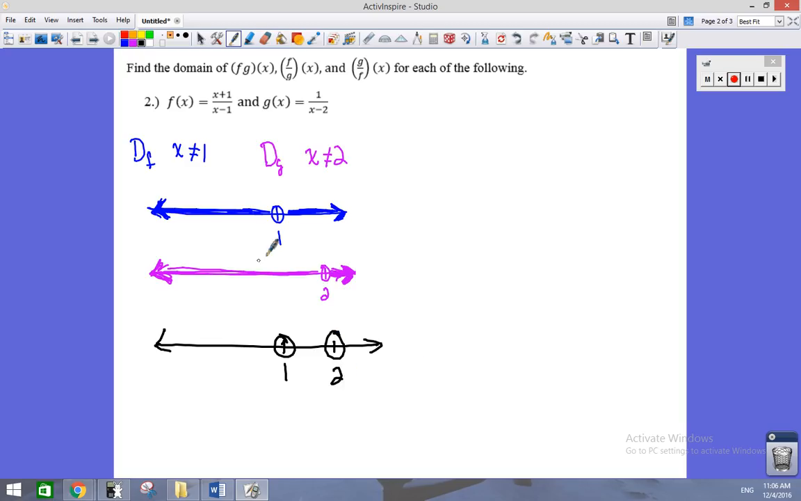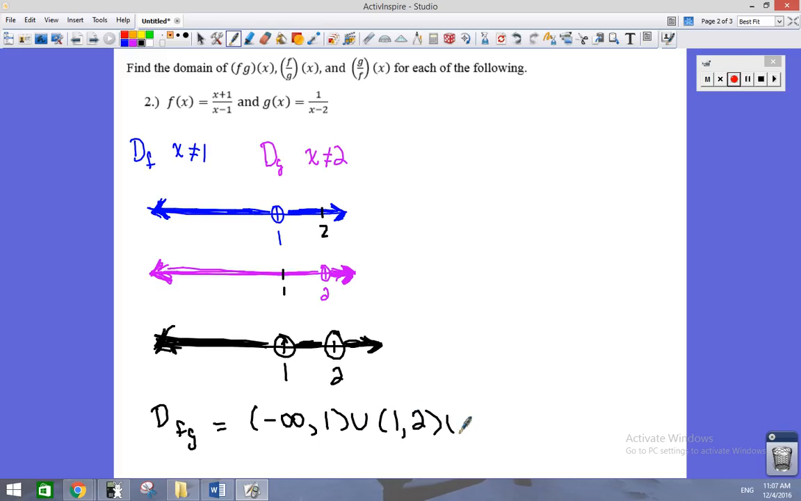But everywhere to the left of 1, and we can go ahead and write 1 here, and everywhere to the left of 1 here is shaded in both of those sets, so it's going to be shaded in my answer. And everything between 1 and 2 is shaded in both, and everything to the right of 2 is shaded in both. So my domain for f times g is the set of all real numbers excluding the number positive 1 and also excluding the number positive 2.